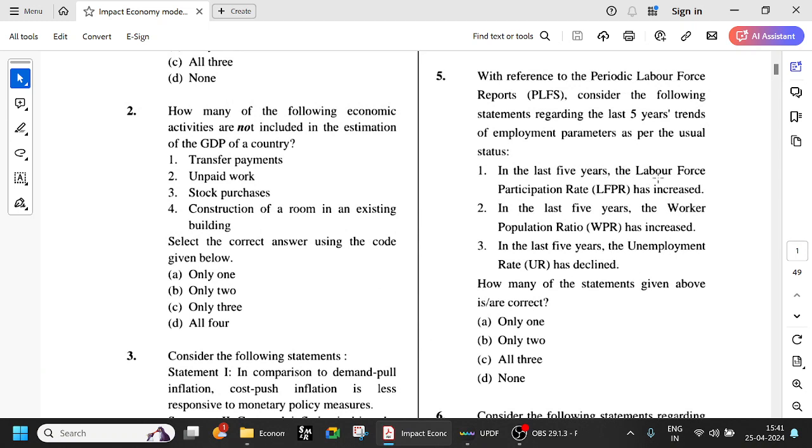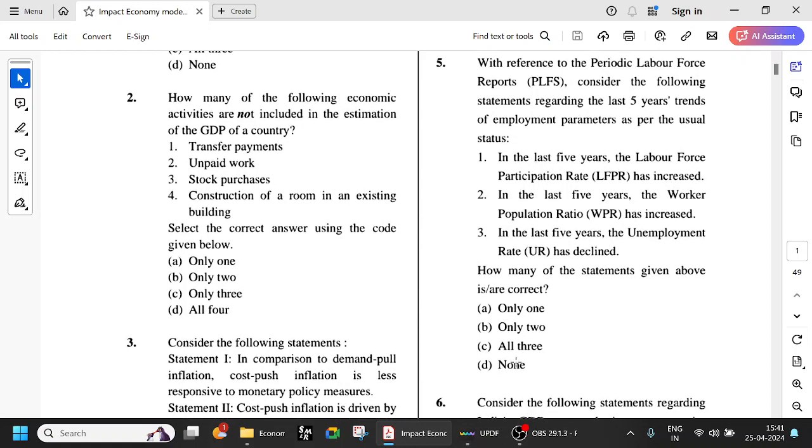In the last 5 years, labor force participation rate has increased, which is true. Worker population ratio has increased, which is true, 46 to 56, and the other is 49 to 57 or so. In the last 5 years unemployment rate has declined. So all the three are correct. So the answer is C.